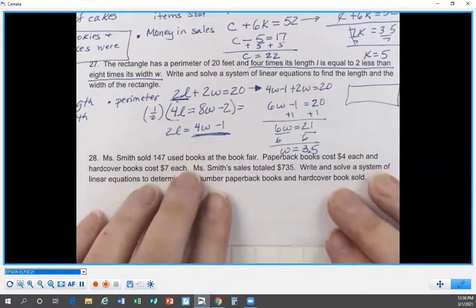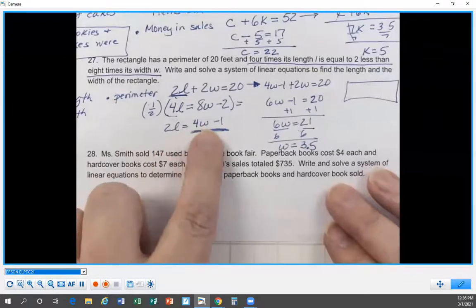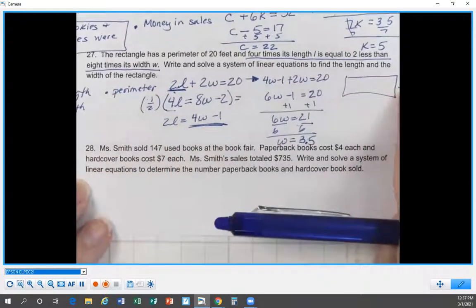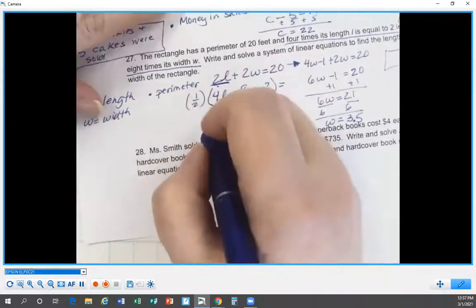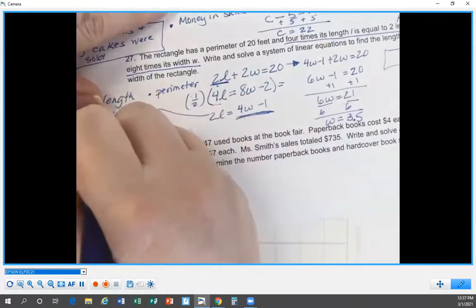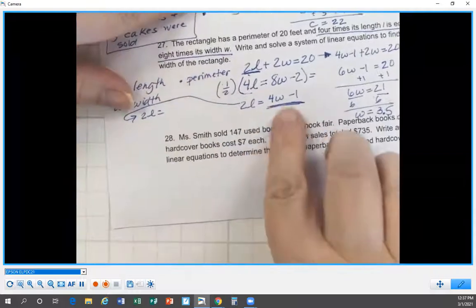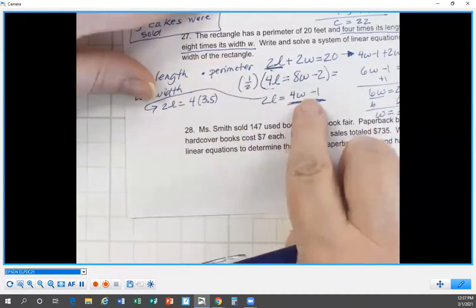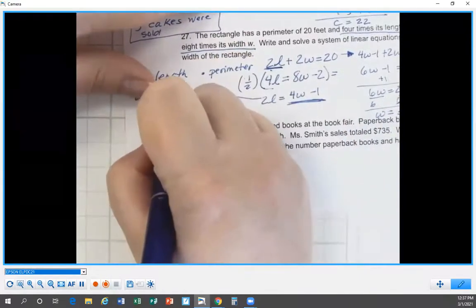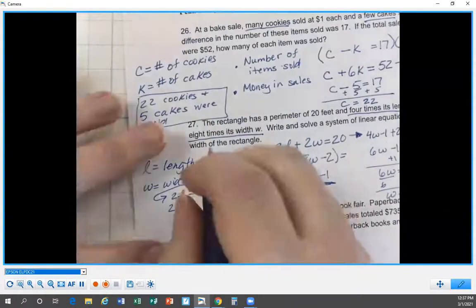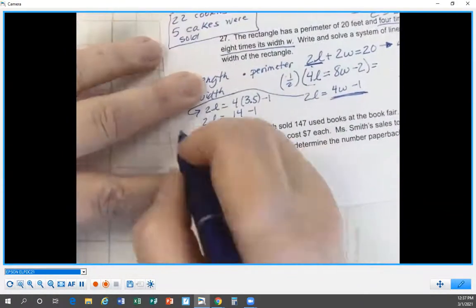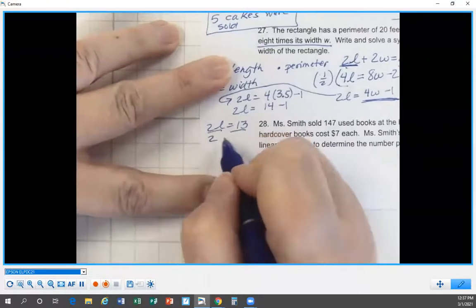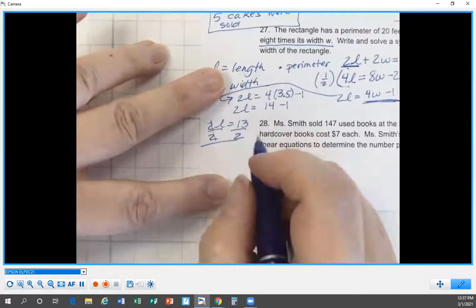Okay, and then I can substitute that into any of the equations and solve for L. So I'll sub it in here. W is 3.5. So I'm just taking this one and rewriting it here. 2L is equal to 4 times W, so 4 times 3.5 minus 1. So 2L is equal to 14 minus 1. 2L is equal to 13. Divide each side by 2 to get L equals 6.5.